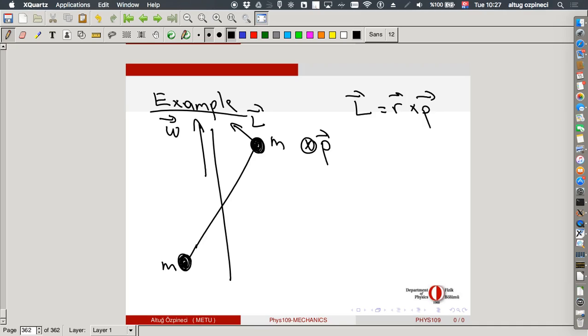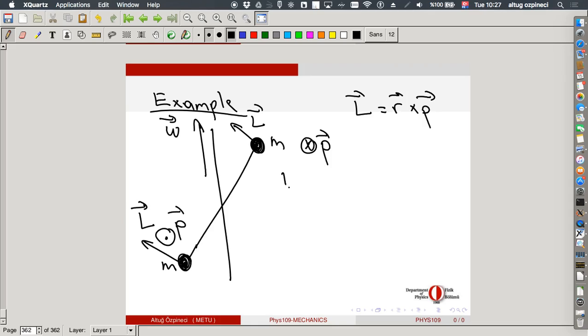Now let's look at the other one. What is the direction of its momentum? It's towards you. So remember, it's rotating like this, so it's going out. So the direction of angular momentum: this is R, this is P. R cross P, let's imagine this rotation with your right hand. This is the direction of R cross P. It's in the same direction.